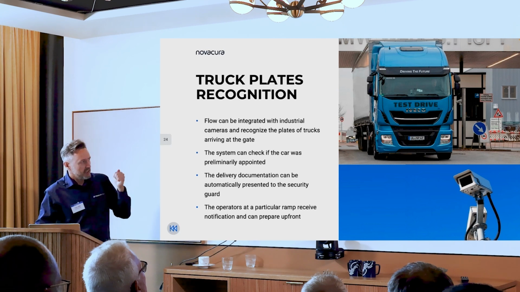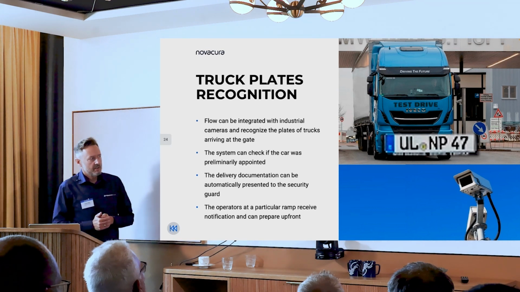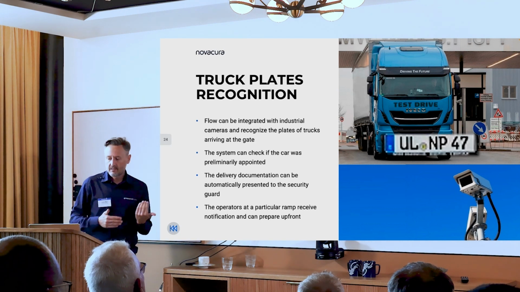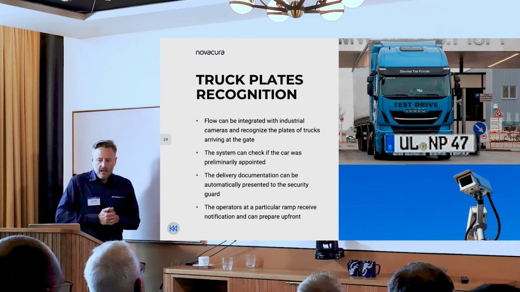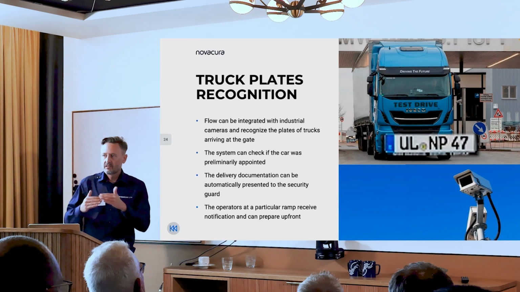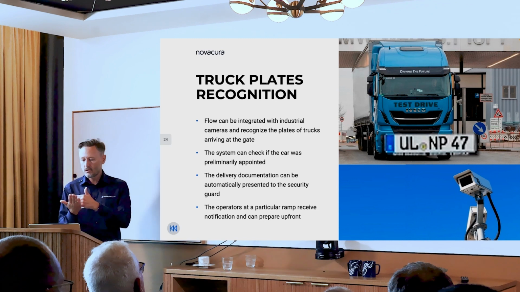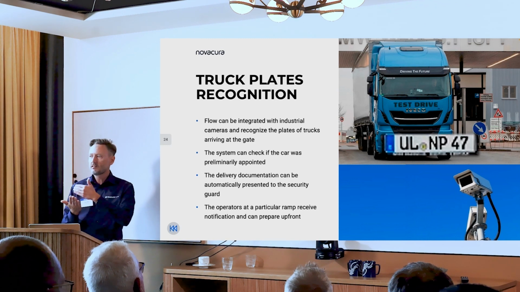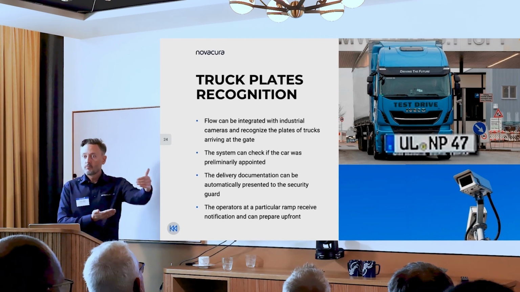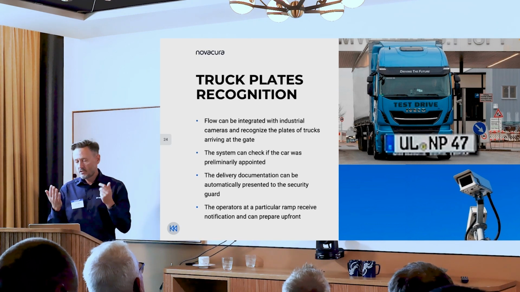Another example, you see a camera, you see a car. So guess what will happen? One of our customers uses industrial cameras to recognize car plates for the trucks that stopped at the reception, at the gate. And yeah, so they scan it, and Flow pops up all the delivery information automatically for the security guard, so he knows if the car has been appointed, if this is scheduled, if it's on time, and all the details.